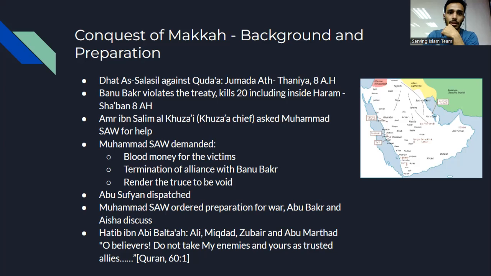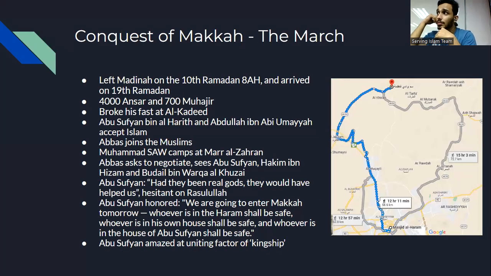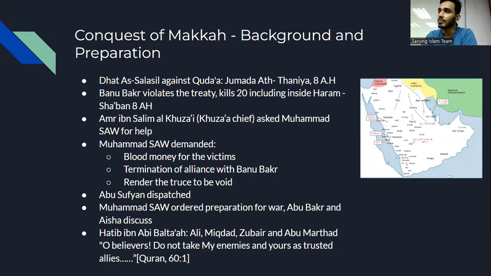Okay. One question. Enemies is the Quraysh, and Hatib is taking help from the Quraysh. So Allah is saying that do not take help from the enemies of Allah and His Messenger. He is addressing Hatib and basically all the Sahaba and saying that the enemies are not your friends.